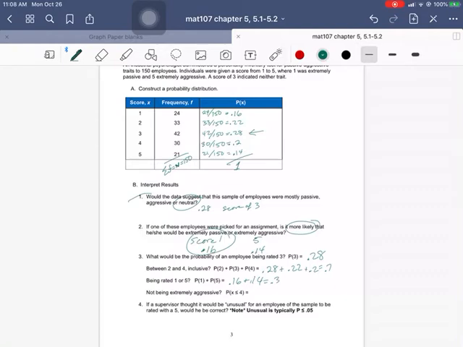Not being extremely aggressive is values that are less than or equal to 4, so you can just do 1 minus the probability of 5. 1 minus 0.14 is 0.86, or 86% of the employees were not extremely aggressive. If a superior thought that it would be unusual for an employee in the sample to be rated with a 5, would he be correct? Note that unusual is typically less than or equal to 0.05. Well, he would not be correct because ours was 0.14. So no, there's a 14% probability. So it's not unusual.